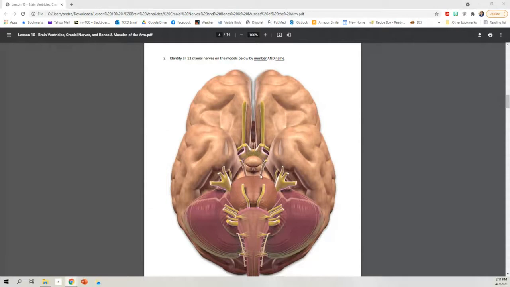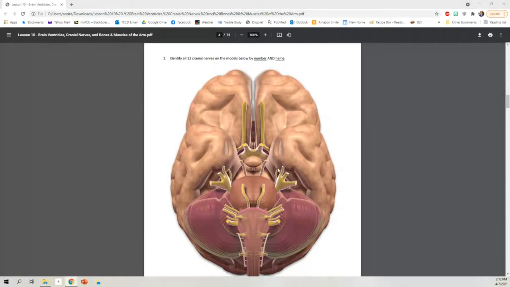Working our way down, here's our next cranial nerves that we see right here. This is cranial nerve number 3. Cranial nerve number 3 is called the oculomotor nerve. This is one of many nerves that helps you to move your eyeball. So cranial nerve number 3, oculomotor, helping you to move the eye: eye, motor, movement.